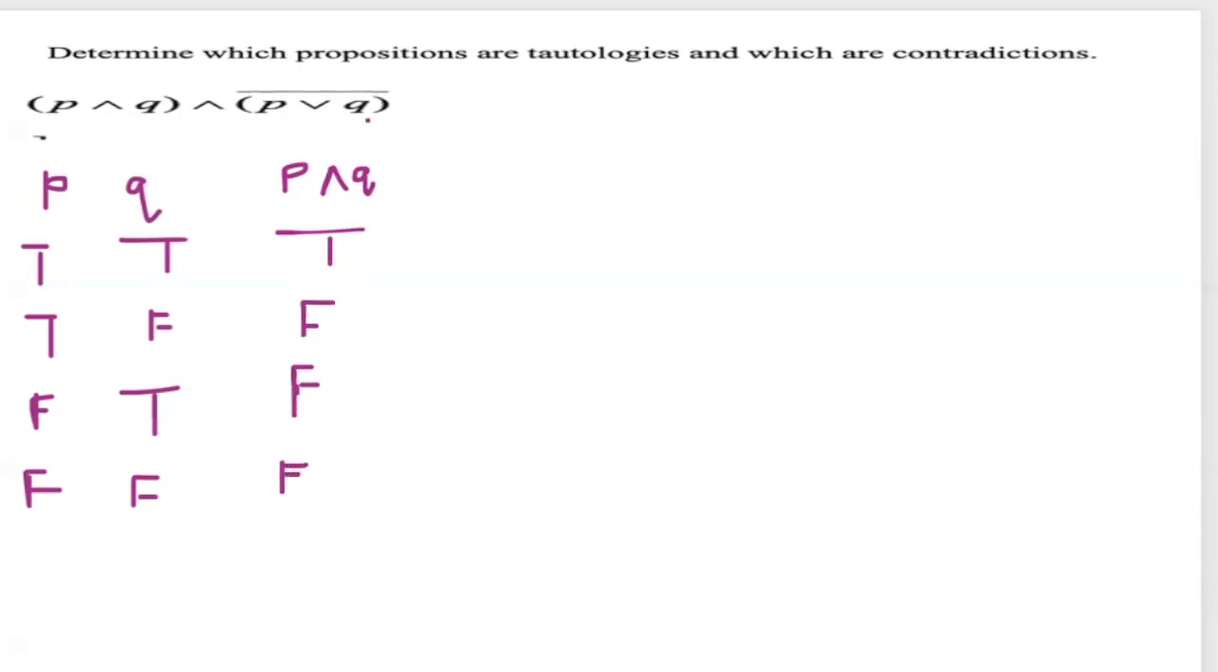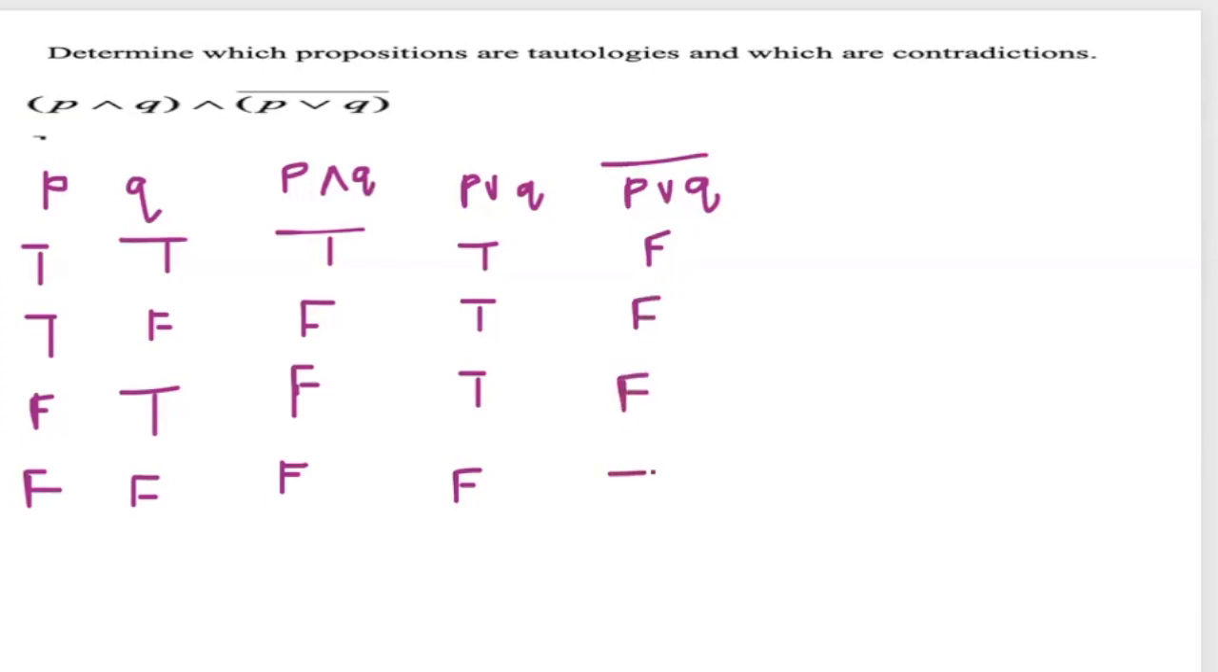Now the next part we have P or Q. So with P or Q, we know that once I have one true, it's a true. So I have true, true, true, and then this is a false, because true or true is a true, true or false is a true, false or true is a true, and false or false is a false. But we have to negate this. So P or Q, negating it becomes false, false, false, and true.